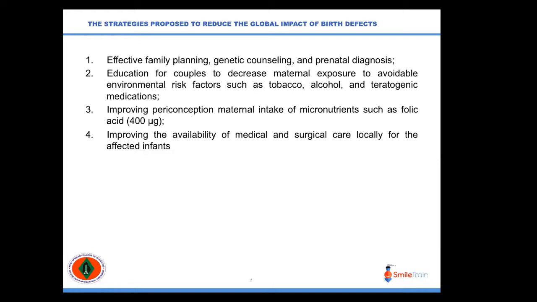The second strategy is education of couples to decrease maternal exposure to avoidable environmental and genetic risks, such as tobacco, alcohol, and teratogenic medications. We're going to talk later about the etiology, but we know that the etiology is both gene and environmental interactions. The third strategy is to improve preconception maternal intake of micronutrients such as folic acid, 400 micrograms. And the fourth is improving the availability of medical and surgical care locally so that the affected children can be treated. And I think this is one of the efforts that we're making so that our care can be improved.